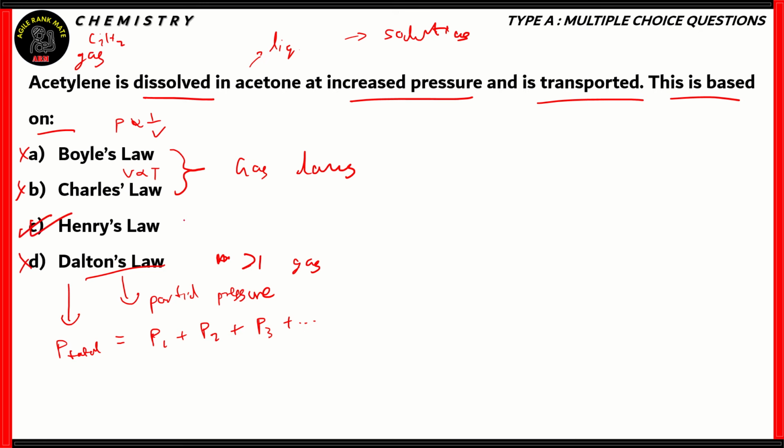The right answer is option C, Henry's law. In Henry's law, we learn that the concentration of a gas dissolved in liquid turns out to be the solubility constant times the partial pressure of the gas. And this is exactly the basis on which acetylene is transported at increased pressure in acetone. So therefore, option C turns out to be the right option.